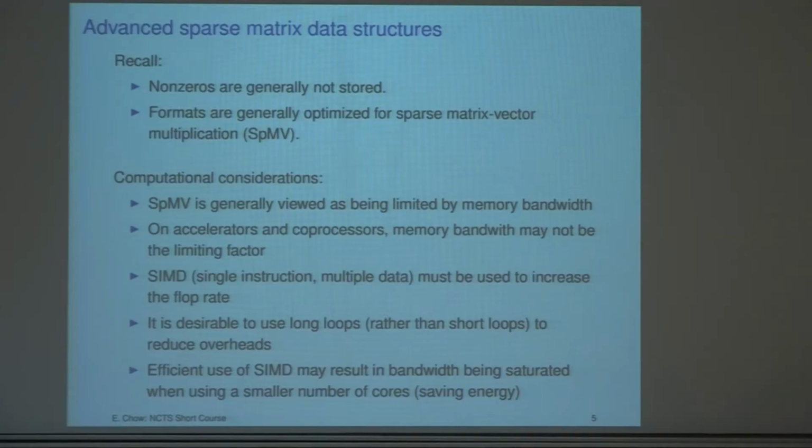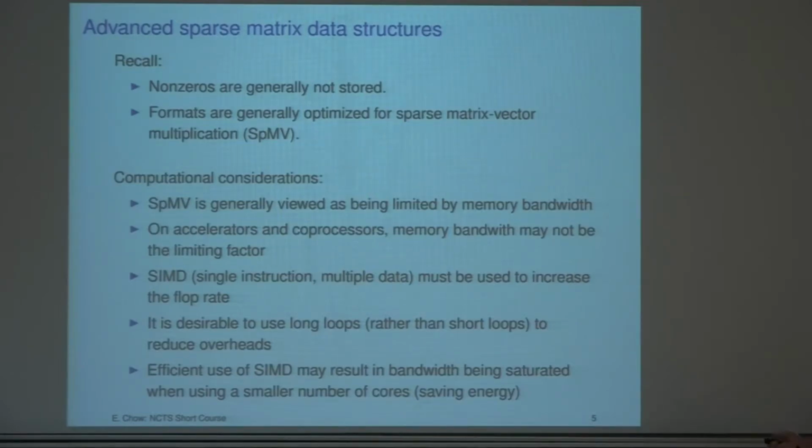However, on many accelerators such as GPUs and on coprocessors such as Intel Xeon Phi, memory bandwidth might not be the limiting factor. There may be other things. On these we have a lot of cores and relatively slow cores, and the memory bandwidth could be not the limiting factor. It could be some other types of overheads.